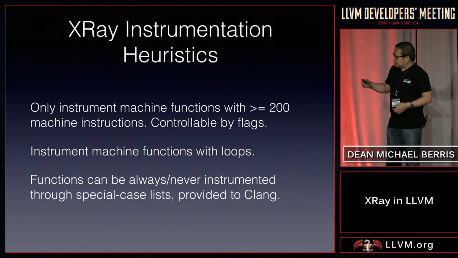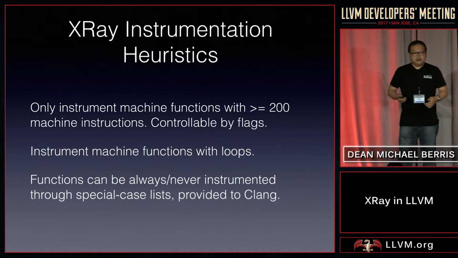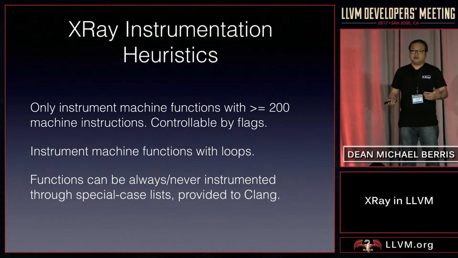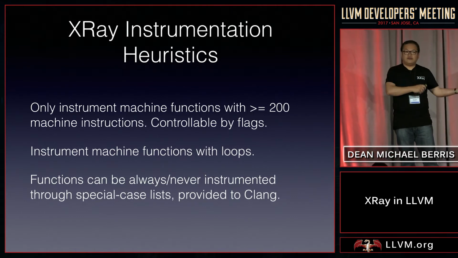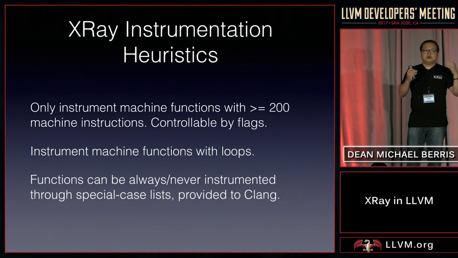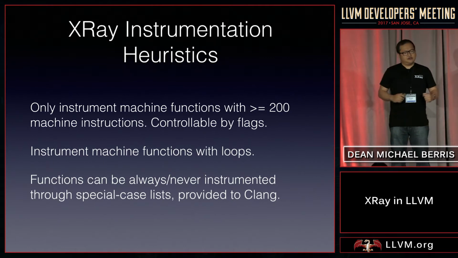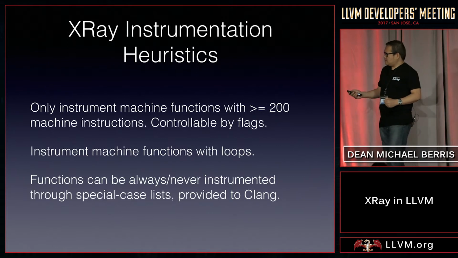And functions can be always or never instrumented. You can use a special case list, similar to how the sanitizers allow you to do blacklists. So we have a couple of flags in Clang that allow you to specify, say, always instrument all the functions in this directory, or never instrument anything in this special directory, because you have hand-tuned kernels in there and you don't want Clang messing with it.